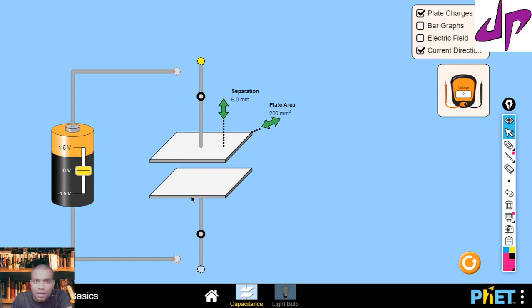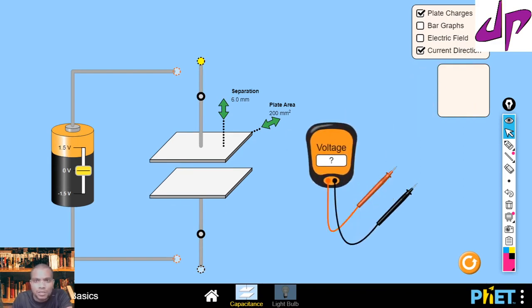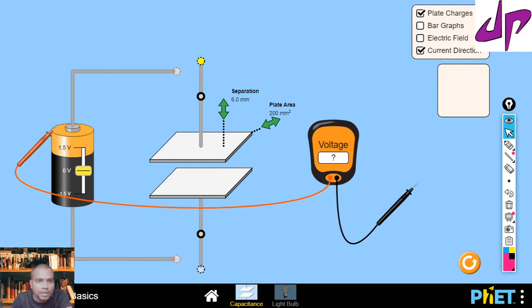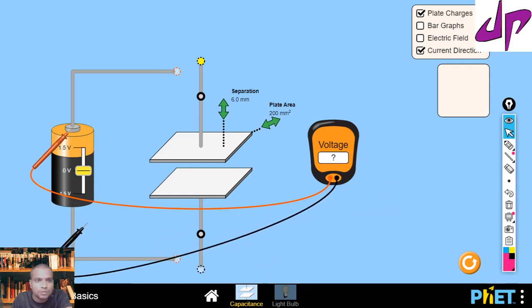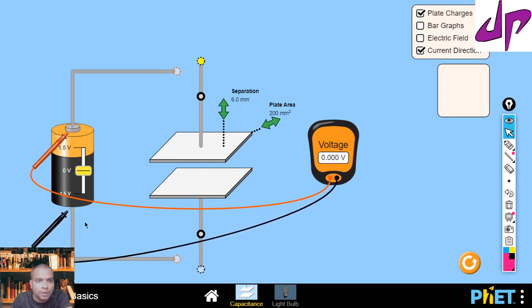First, let's measure the potential difference of the battery. The battery contains two terminals, one positive and one negative. If you apply the positive terminal to the positive and the negative terminal to the negative of the voltmeter, here the potential difference is at 0 volt, and the voltmeter is also showing 0 volt.